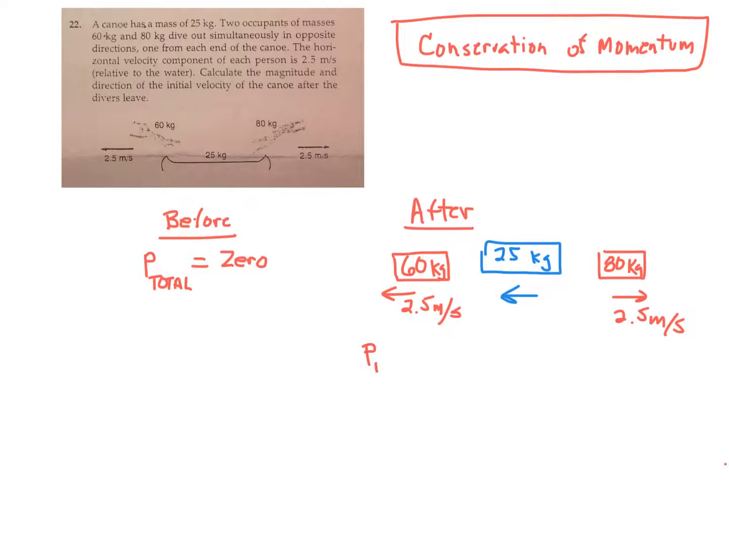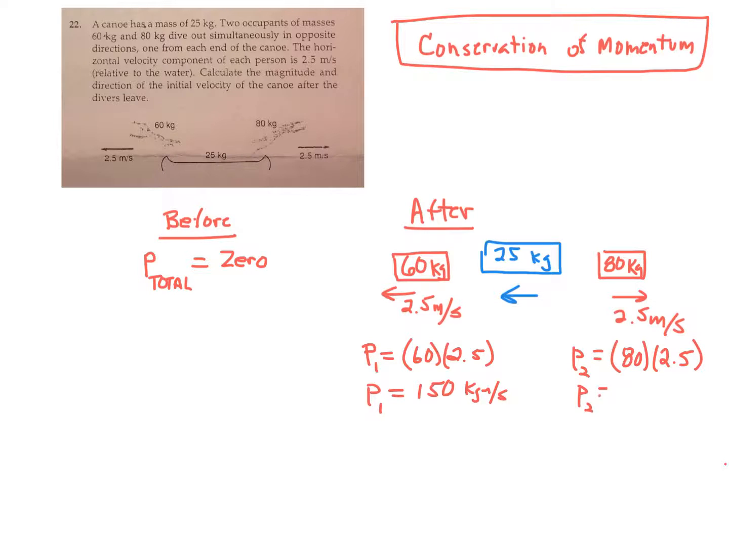I'll call this P sub 1. That's the 60 times the 2.5. So for this person, that's 120 plus 30, it's 150 units of momentum to the left, as I have pictured. P2, pretty simple, same thing, 80 times 2.5, so that's 160 plus 40 is 200 kilogram meters per second to the right.